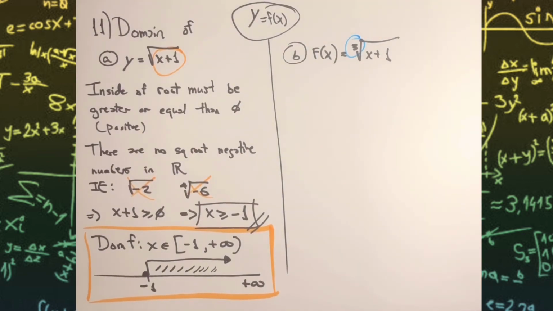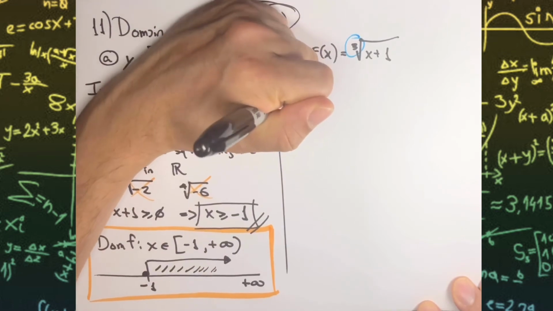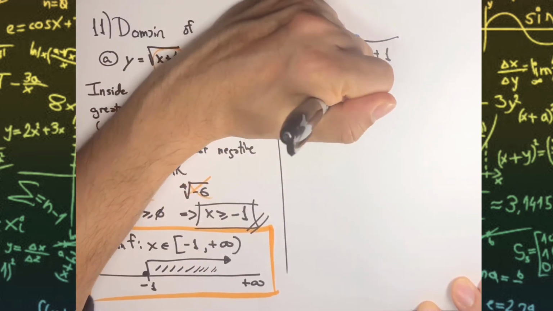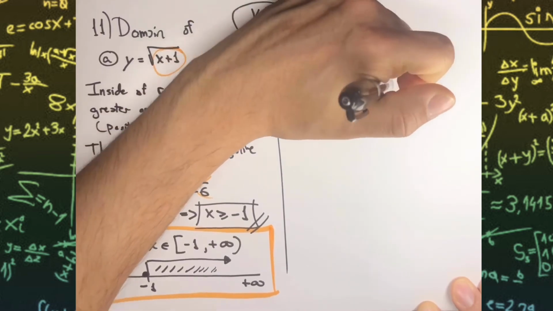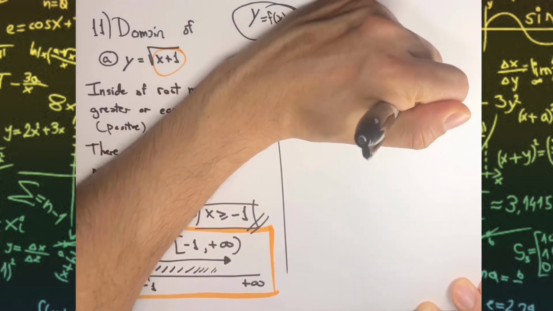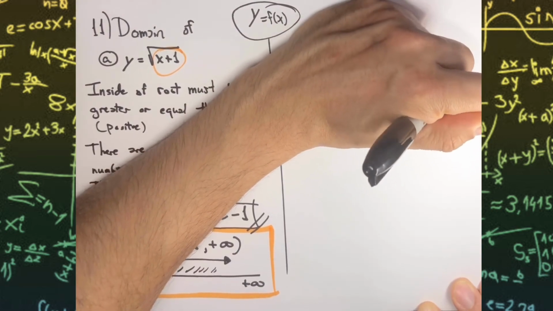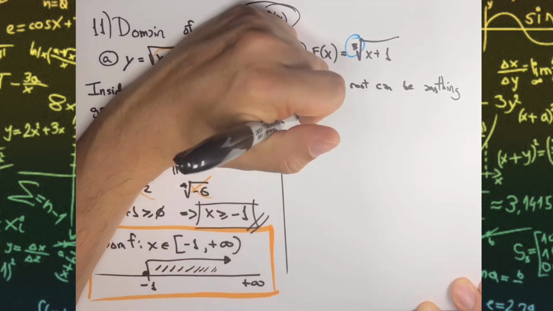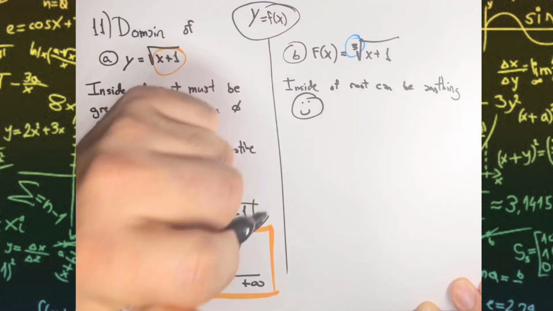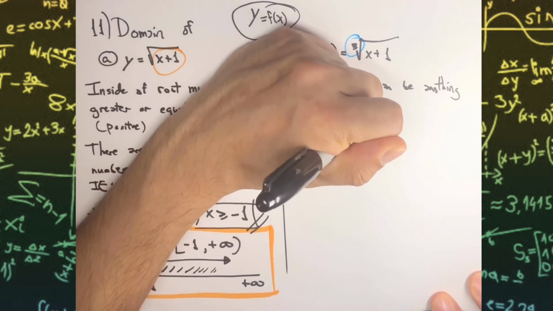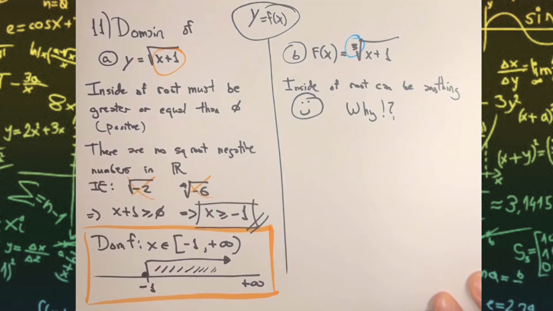What is the difference between an odd index in the root and an even number as an index? Well, odd roots such as cubic root, fifth root, seventh root, have existence regardless of whether the argument, the inside, is negative or whatever. The inside can be anything, as a matter of fact. So that's why we can draw a happy face.